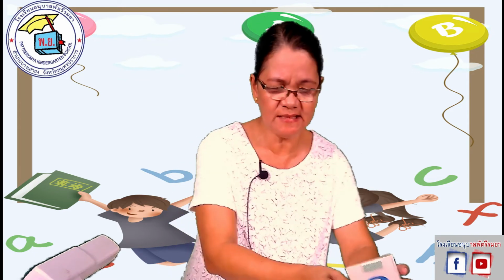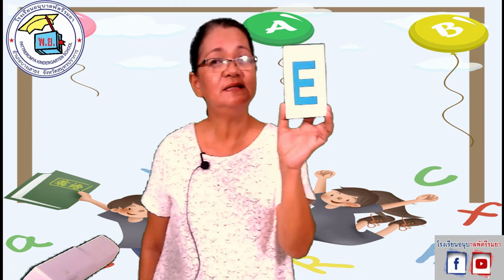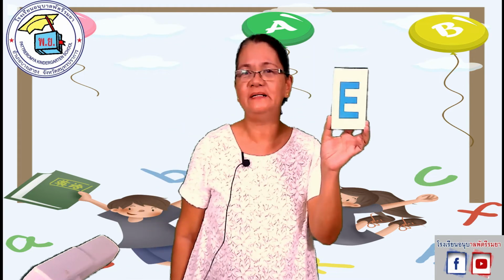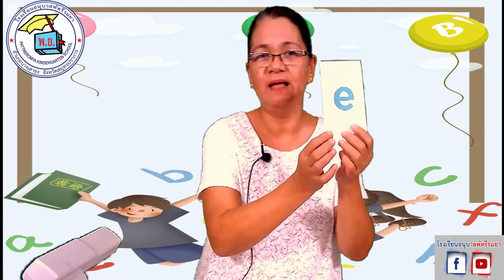What is the next vowel letter? Can you guess again? No, B is not the next one. The next is the letter E. This is the next vowel letter. The letter E. This is the big letter E, and this is the small letter E.